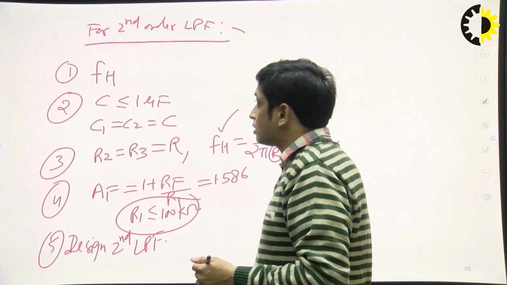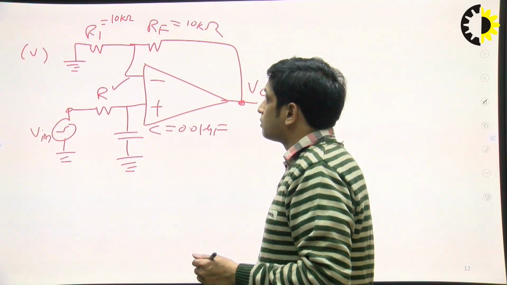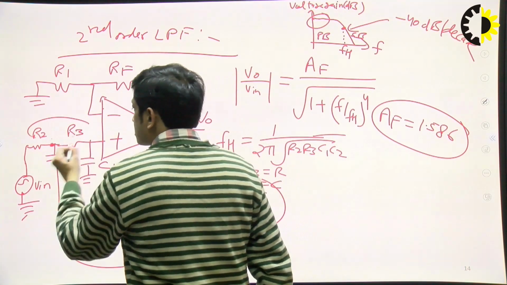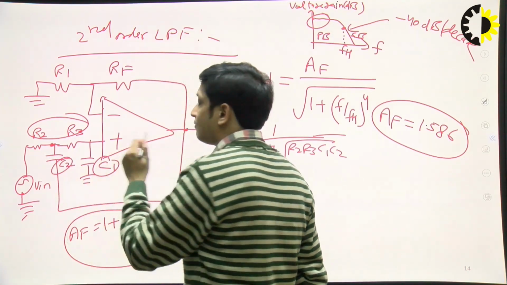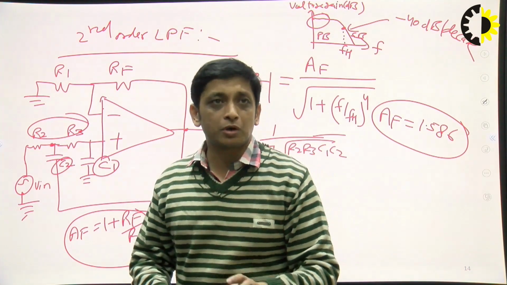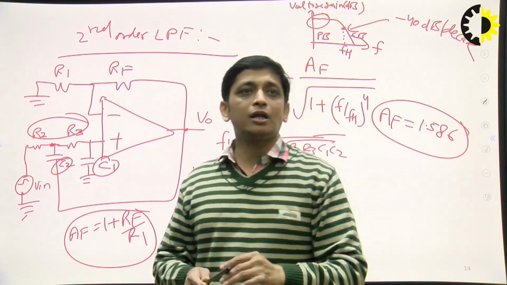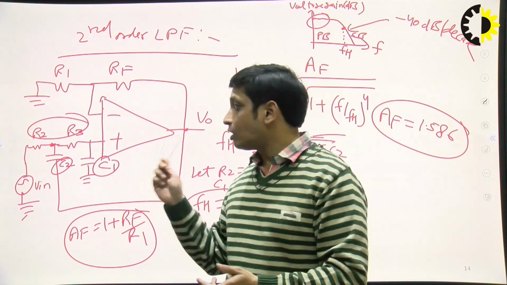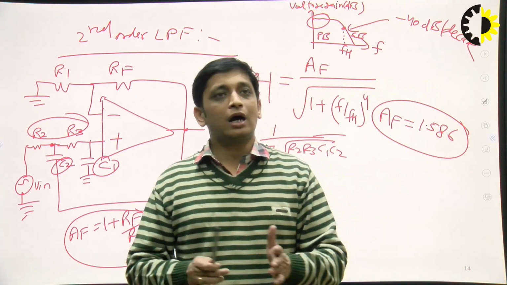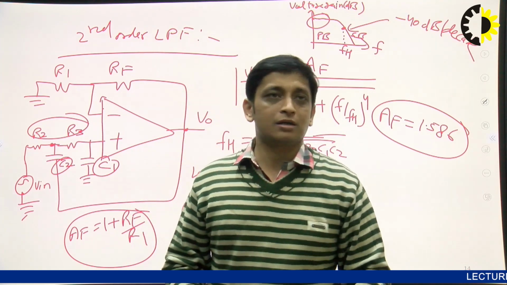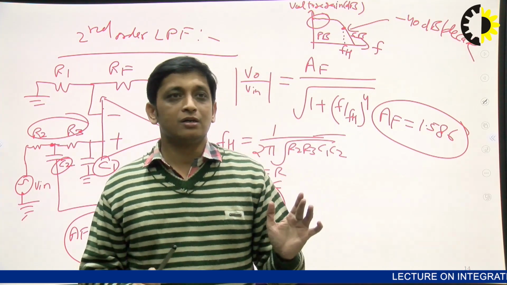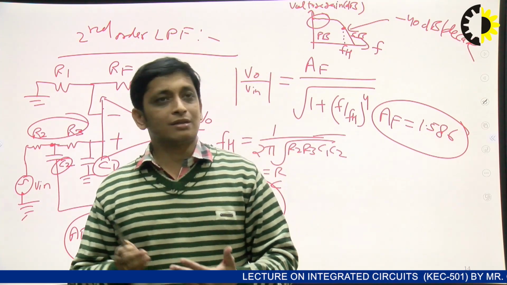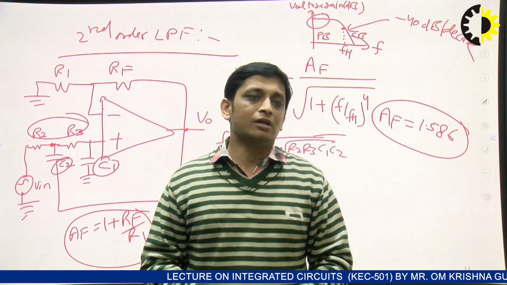In a similar way, to design second order high pass filter, just interchange these 2 resistors R2 and R3 with C2 and C1. It means that in place of R2 and R3, put C1 and C2, and in place of C2 and C1, place R2 and R3. By doing this, this second order low pass filter will become second order high pass filter. So once you understand the first and second order low pass filter, it is very easy to understand the first order and second order high pass. In high pass filter, we just interchange the resistor and capacitor.